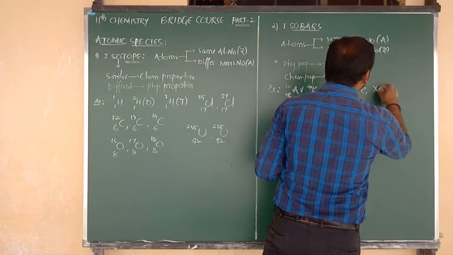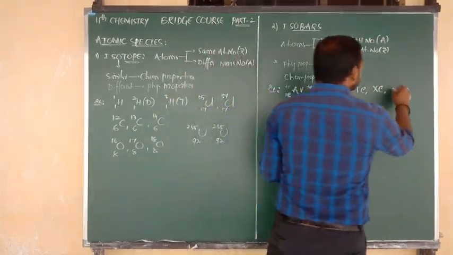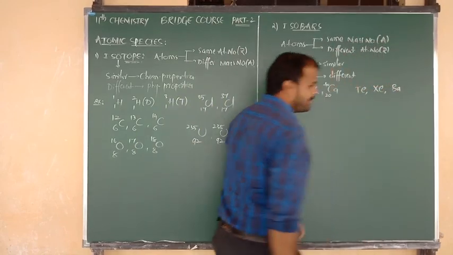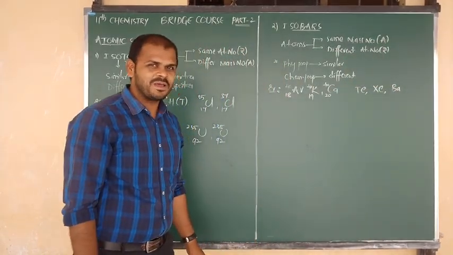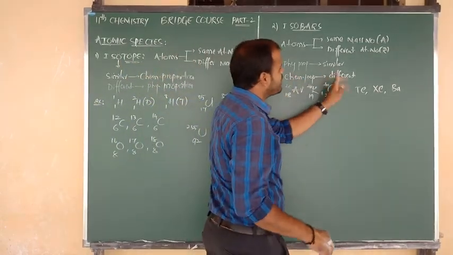One more is xenon. The symbol is Xe, belongs to the zero group, na. Next one is barium. The symbol is Ba, belongs to the s-block. So the three belong to three different natures, so they are having different chemical properties.